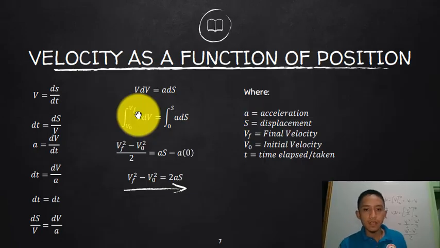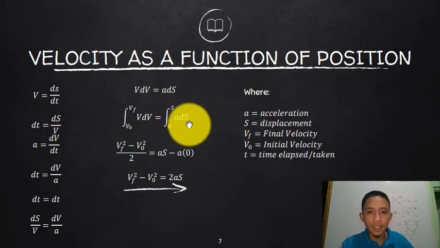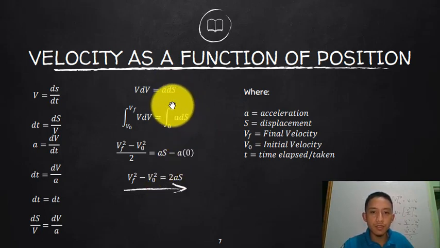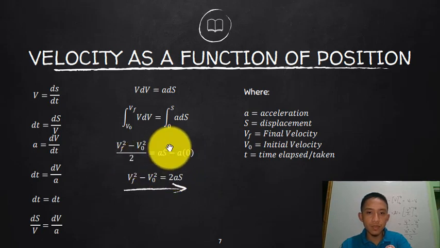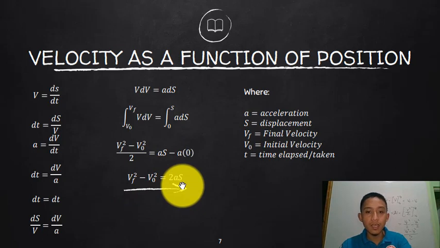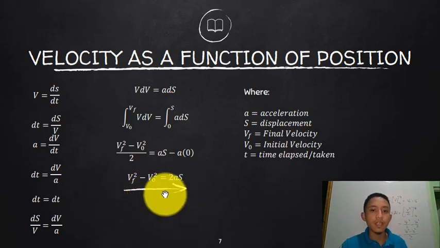And then on the other side, the same. This will be a times s. Integrating the s will be s. You will have your as. Substitute your upper, that will still be s. Substitute your lower, that will be 0, so that will be useless. So you will have here cross multiply 2 with your as. You will have vf squared minus vo squared equals 2as. This is your third equation.